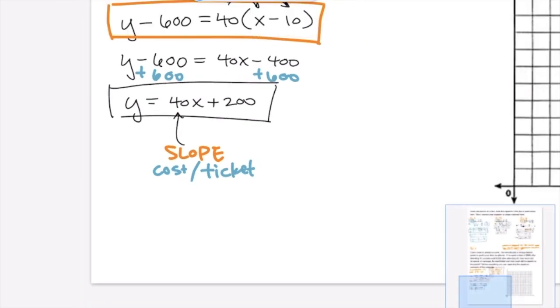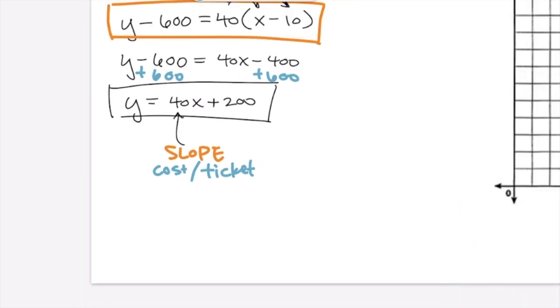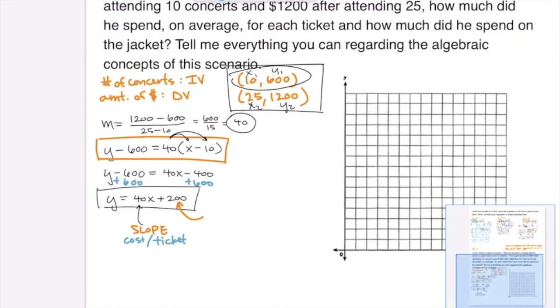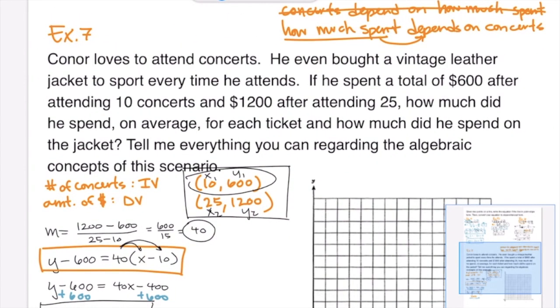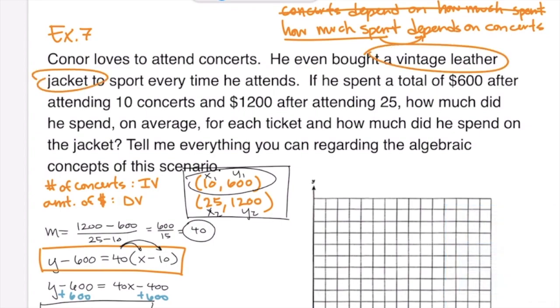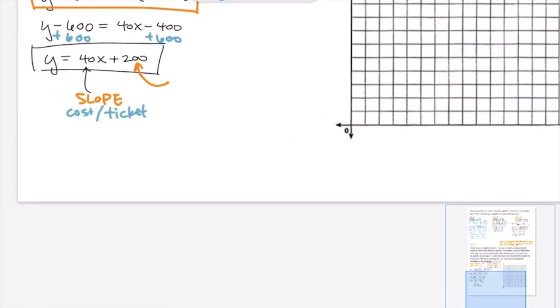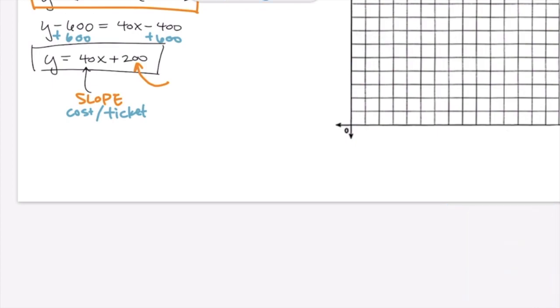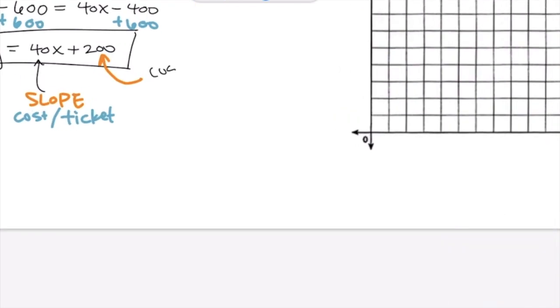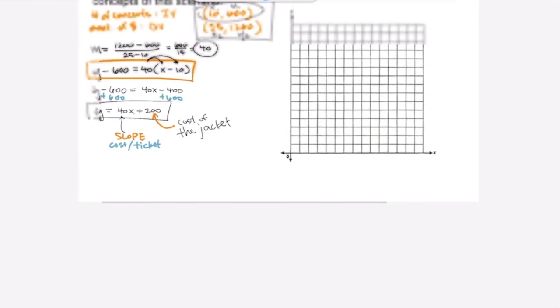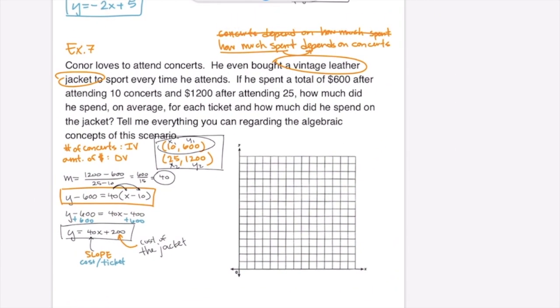Now let's talk about that 200. 200 is the number that he just paid once. It's like before he attends any concerts at all, he already spends $200. Well, what did he spend money on that wasn't tickets? Well, it was that vintage leather jacket. And we just were able to identify how much it cost. So this $200 is the cost of the jacket, which is super helpful. Now you've got some more information about the scenario.